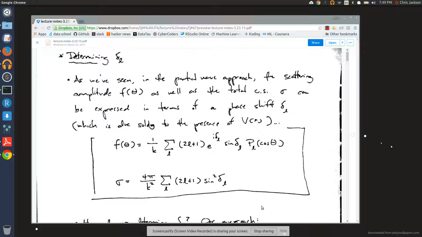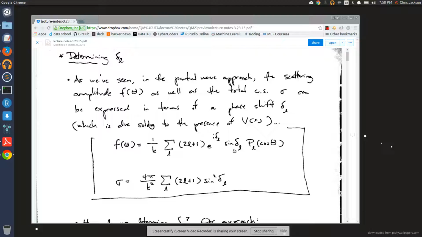So today we want to pick up where we left off last time, which was in the middle of our discussion of our partial wave analysis for scattering. And we had peeled back several layers of the proverbial onion, and we had broken down the scattering amplitude in terms of sub-amplitudes.